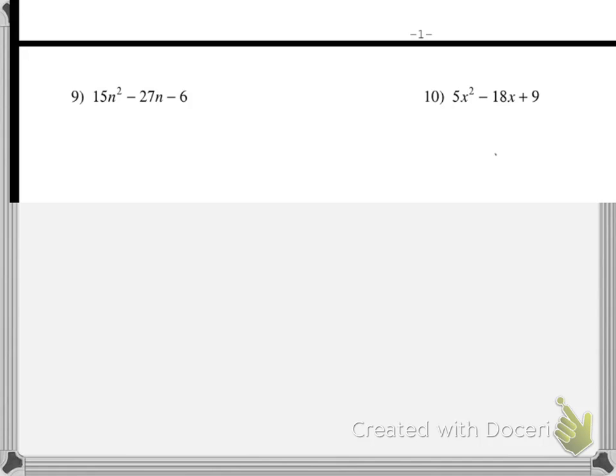This is factoring quadratics, and it's hard, not easy. The hard ones make those coefficients on your quadratic term. So go ahead and pause me, and then come on back.